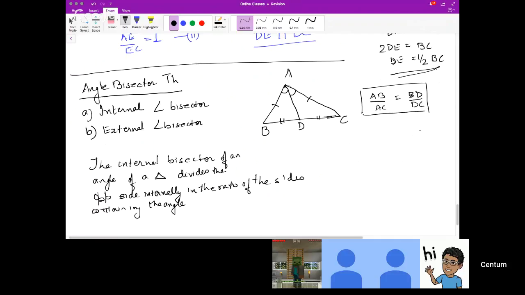Okay, and the proof we have done again. What you need to do is produce BA to E such that AB is equal to AE, and join EC.